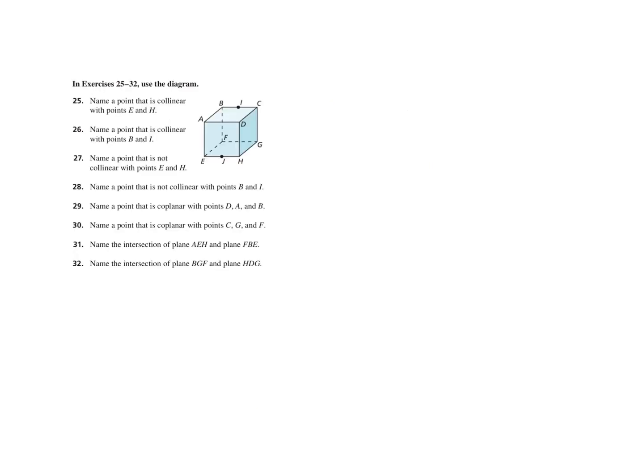25. Name a point that is collinear with points E and H. So here's points E and H. Collinear means they're on the same line. So this would be the line that contains E and H, so J would be the answer to number 25. Okay, so now let's do number 26. Name a point that is collinear with points B and I. So here's B and I, the line, so C would be the answer for being collinear.